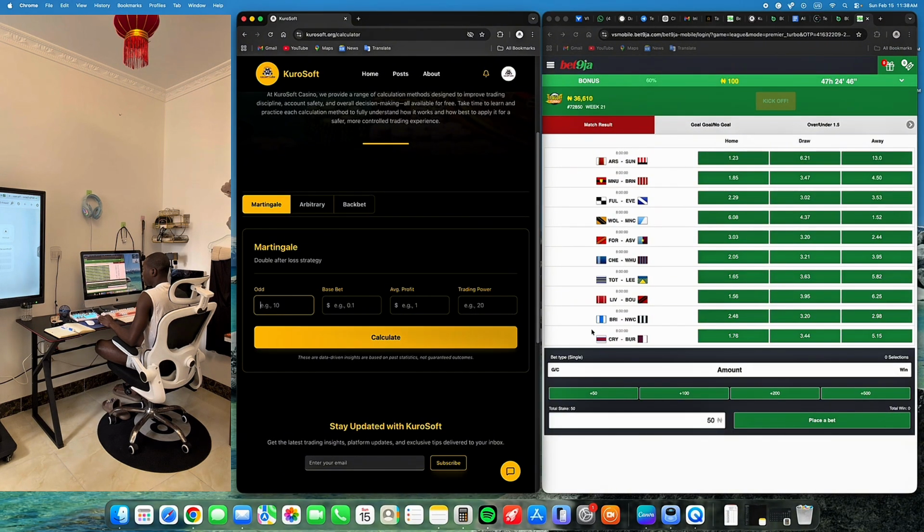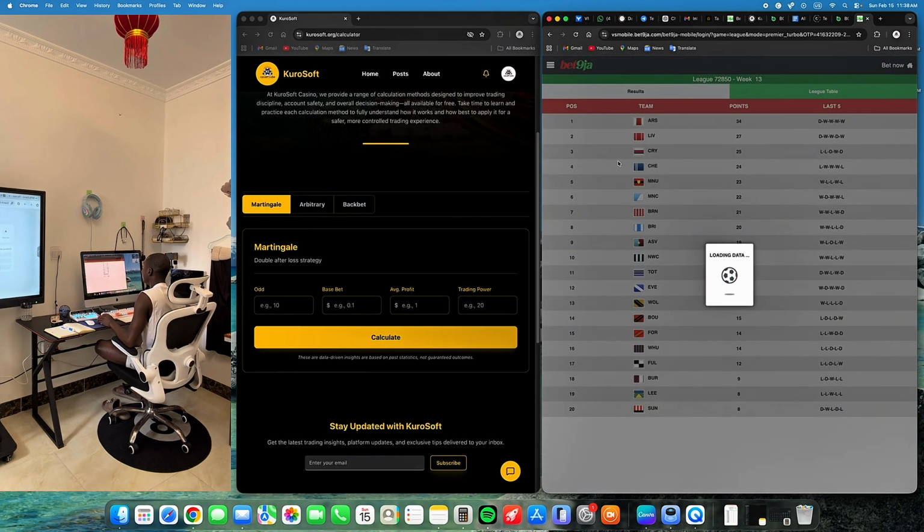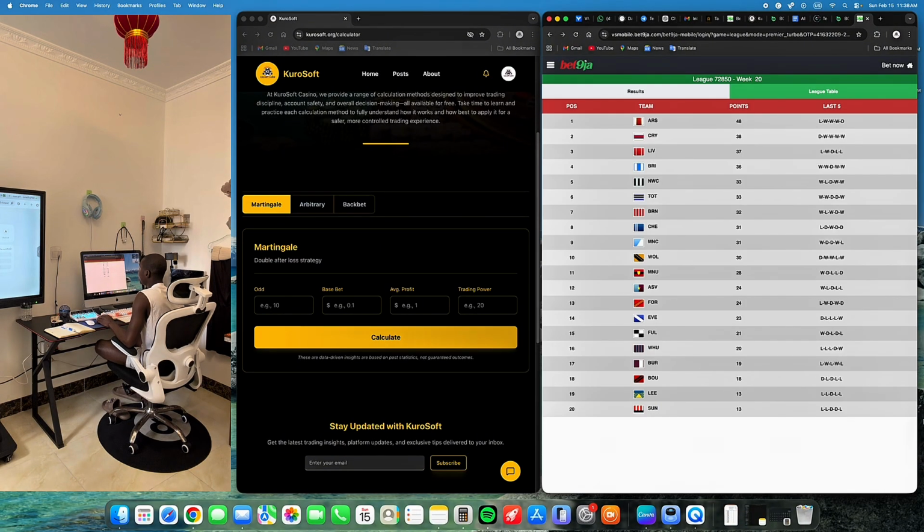In this martingale calculator, you just put in the odd you are targeting. So let's take for instance now, I'm targeting 3 odd. Let's go to the league table. If a team at the bottom has not recorded any winning at all, what I'll do is I will trade that that team is going to record a win. But currently all the three teams at the bottom have recorded a win.